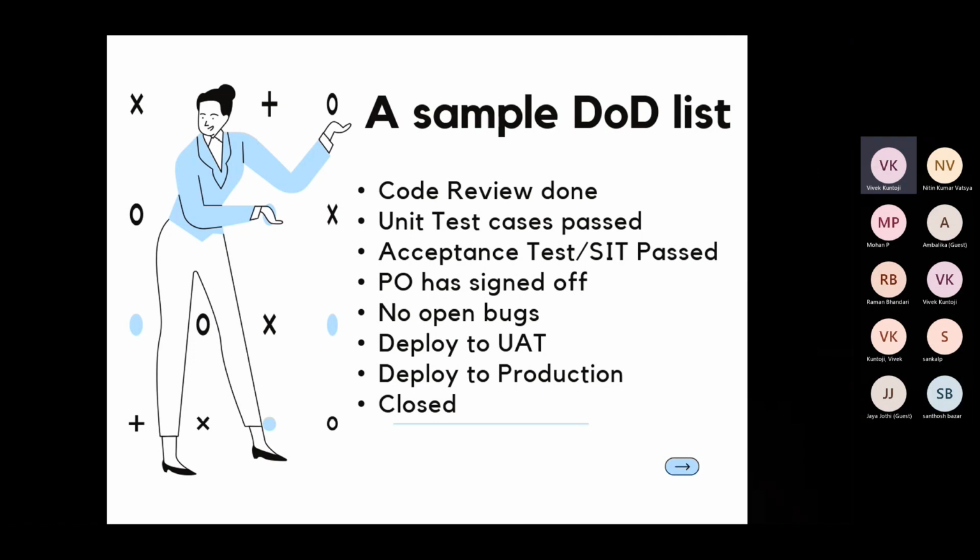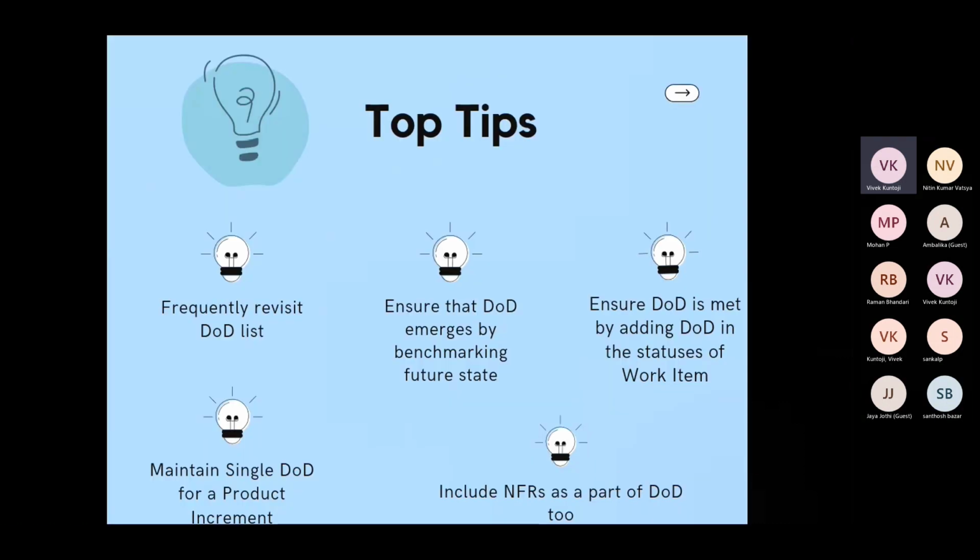By your definition of done. That is the reason why your definition of done cannot be constant. It should always be emergent. Okay. Next is ensure DoD is met by adding DoD in the statuses of the work item.